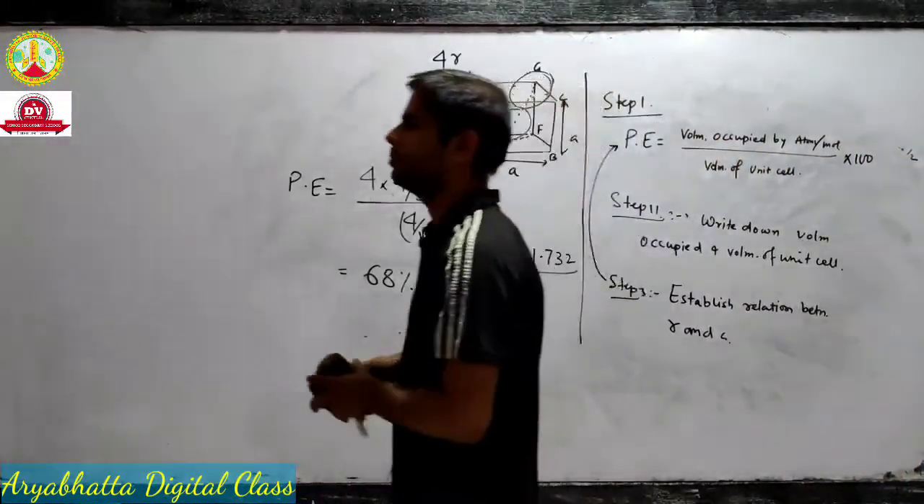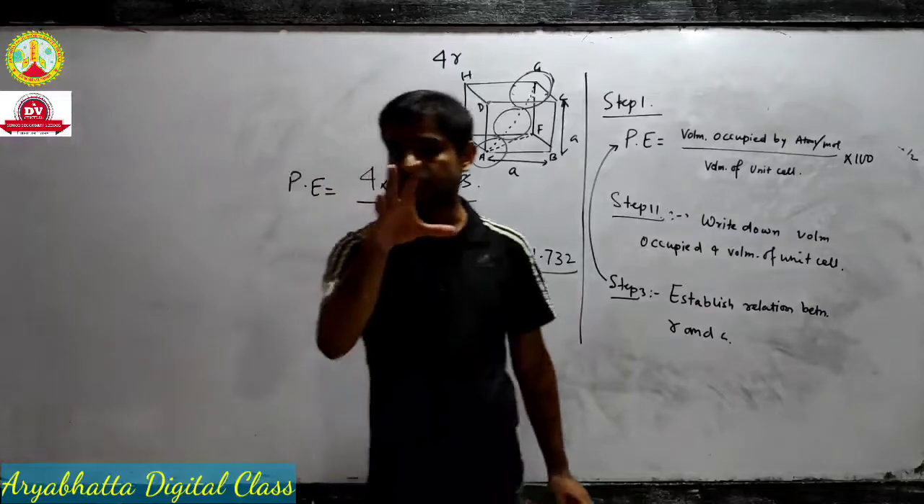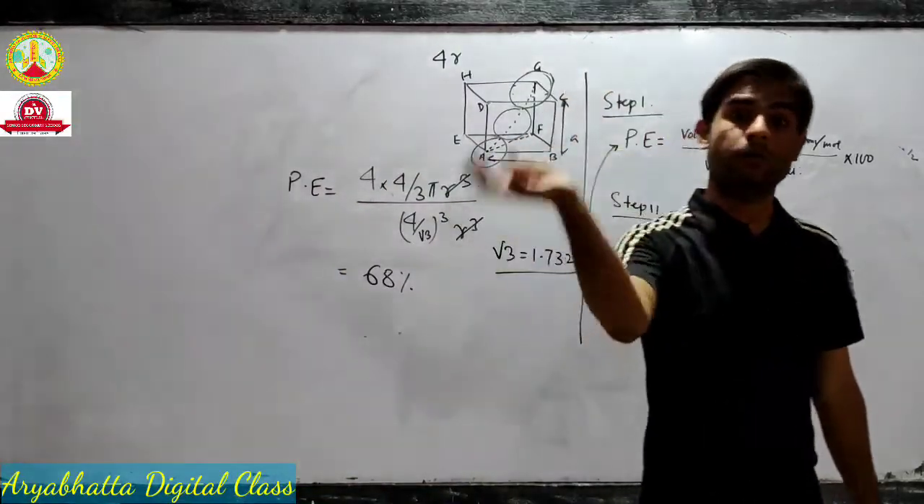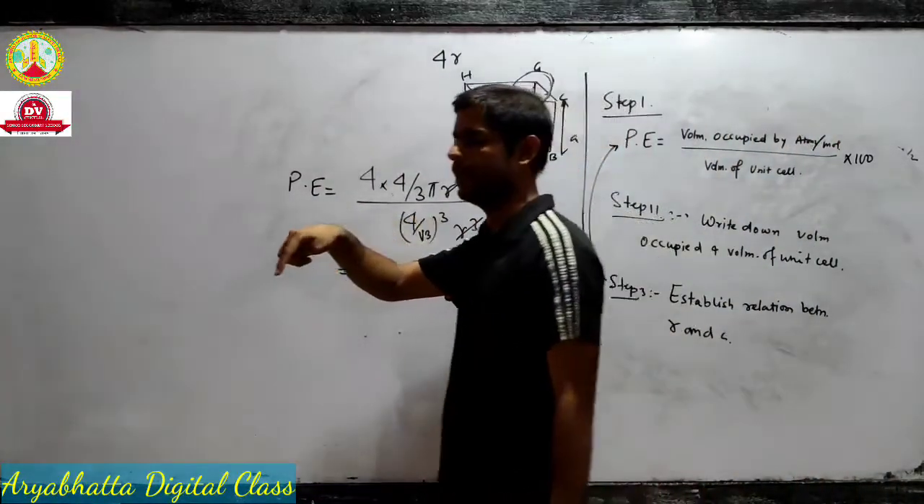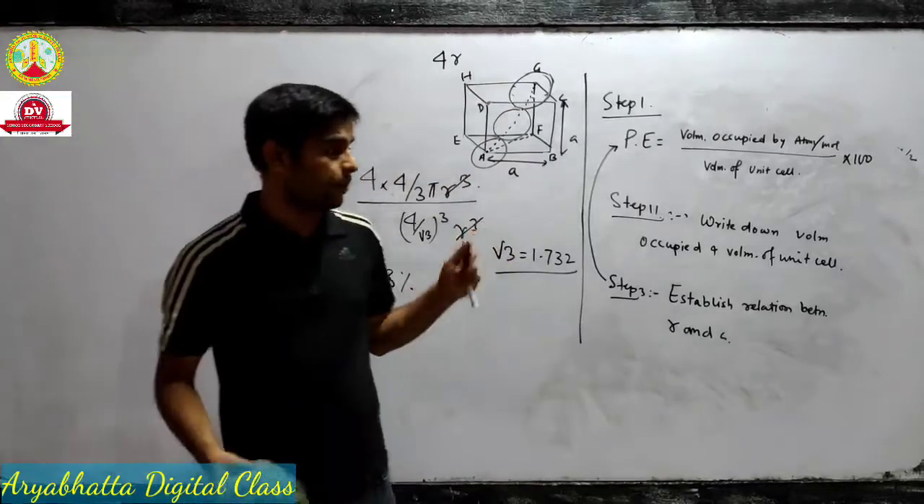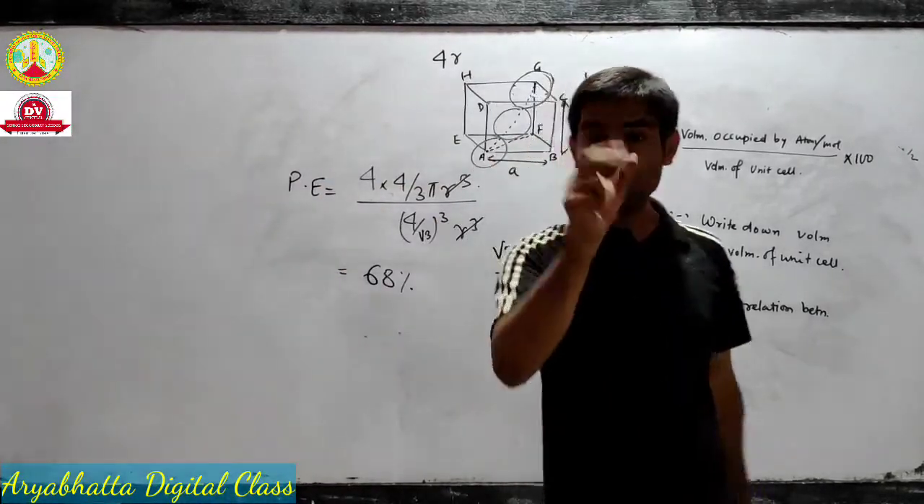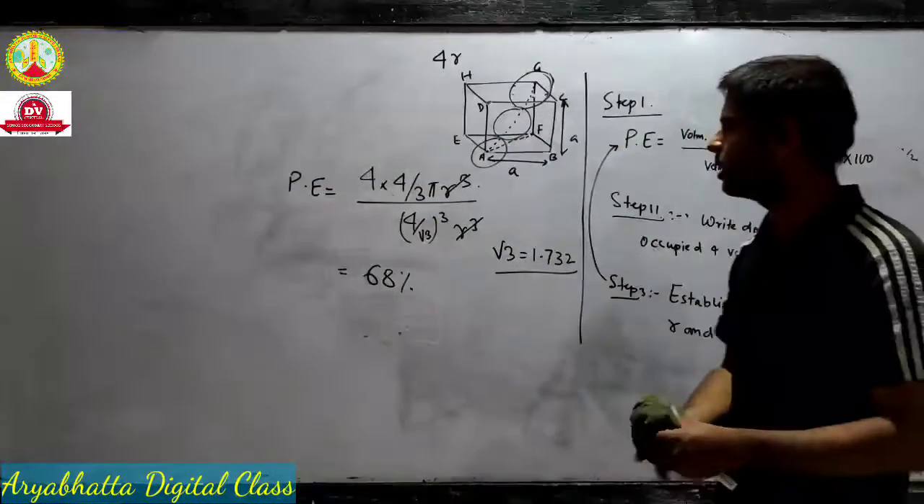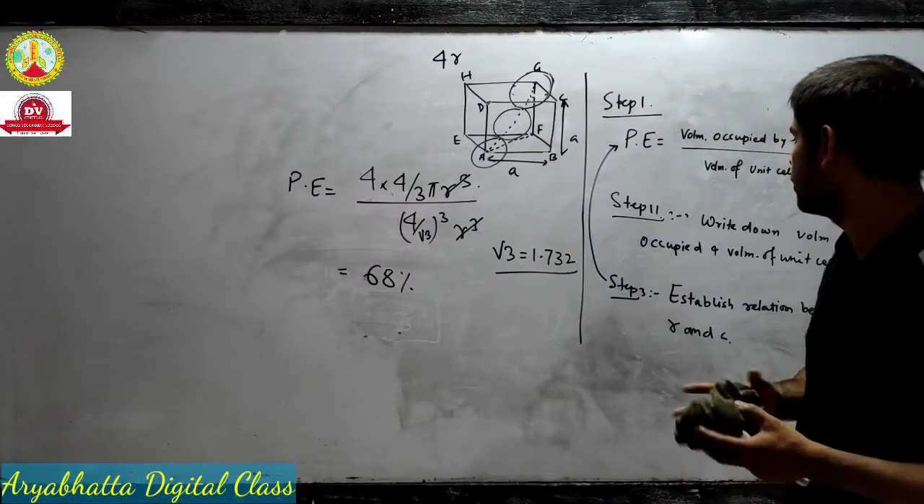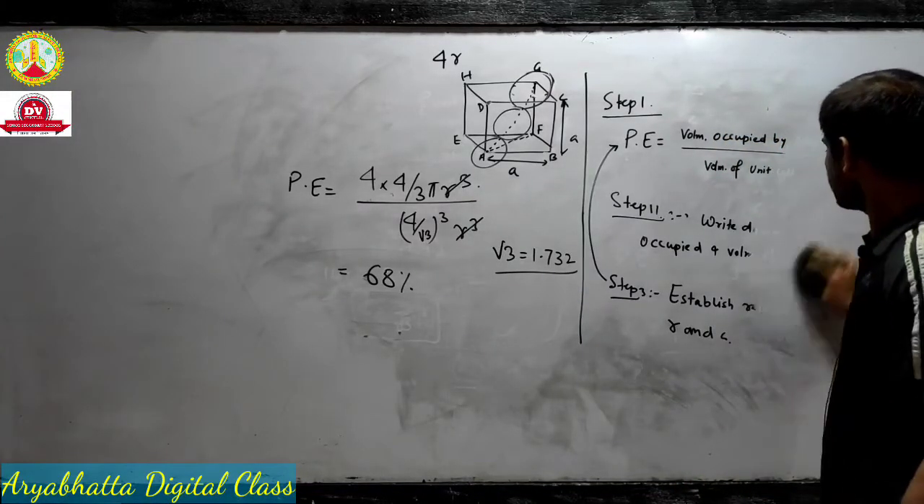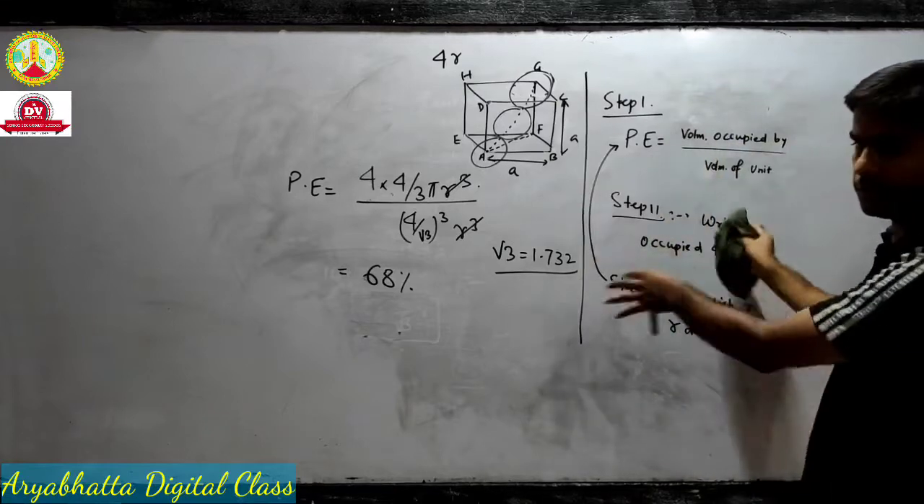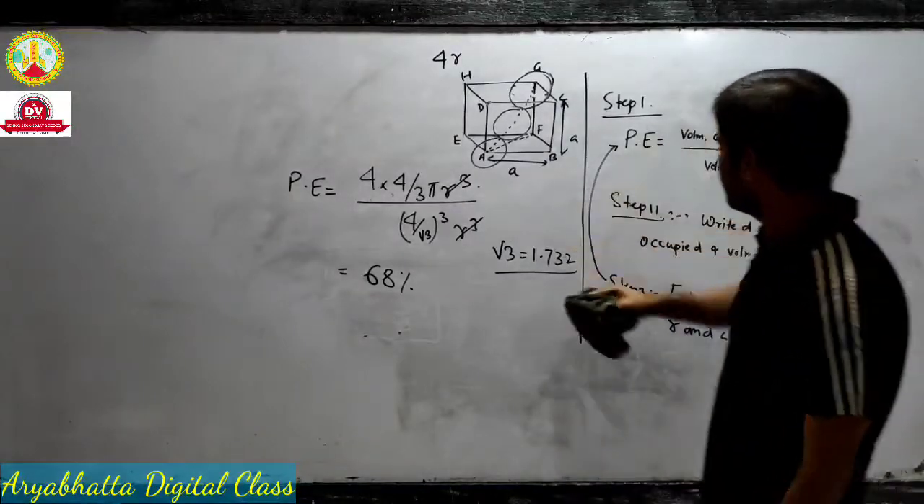Why is it quite obvious? Because we see that in face centered cubic lattice we have 4 atoms in the given unit cell, but in body centered cubic lattice we have 2 atoms in the given unit cell. Okay, now just keep this part in mind. I will not rub it off.